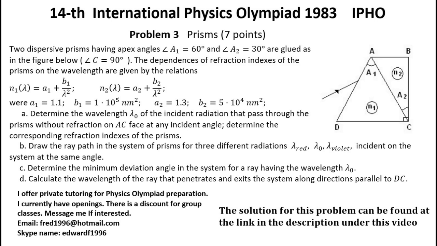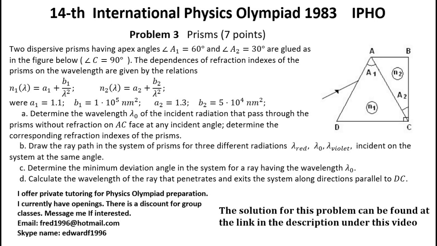Problem 3. Prisms, 7 points. Two dispersive prisms having apex angles A1 equals 60 degrees and A2 equals 30 degrees are glued as in the figure below. Angle C equals 90 degrees. The dependencies of the refraction indexes of the prisms on the wavelength are given by the relations n1 and n2, where A1 equals 1.1, B1 equals 10^5 square nanometers, A2 equals 1.3, and B2 equals 5 times 10^4 square nanometers.